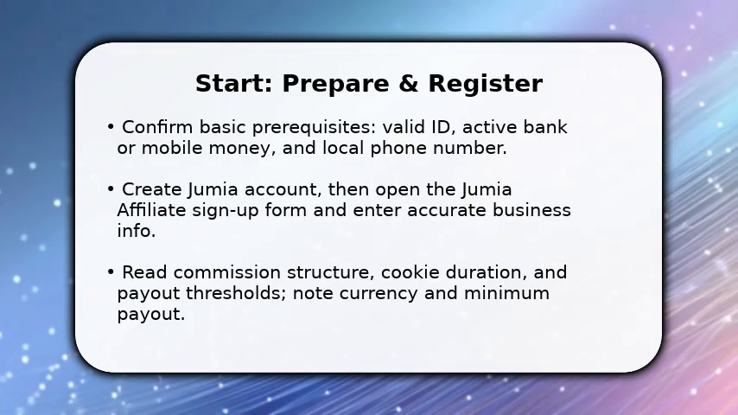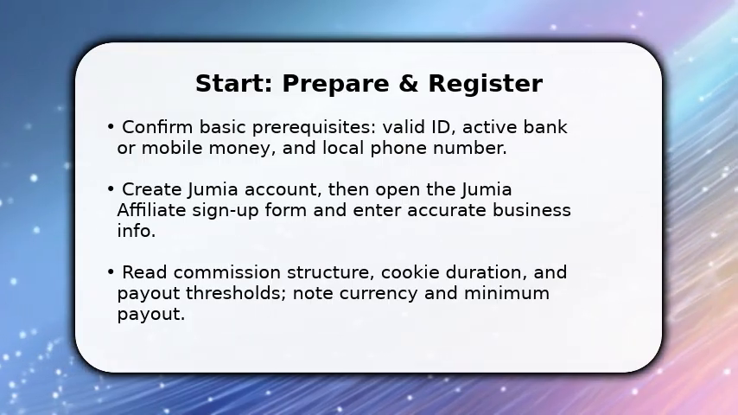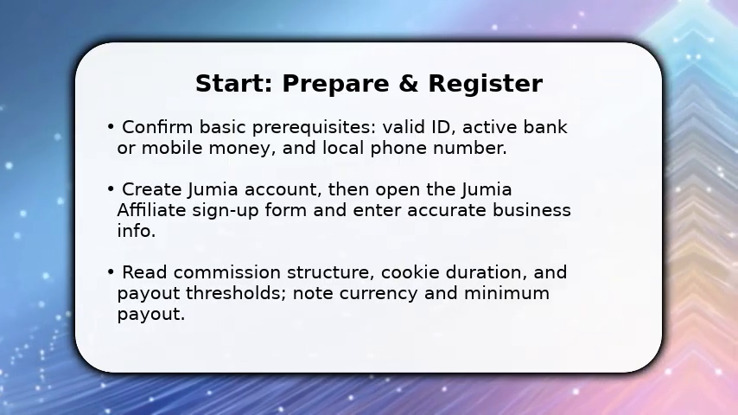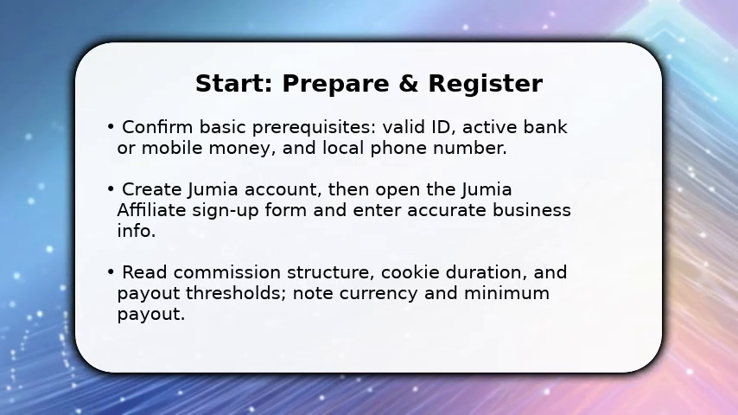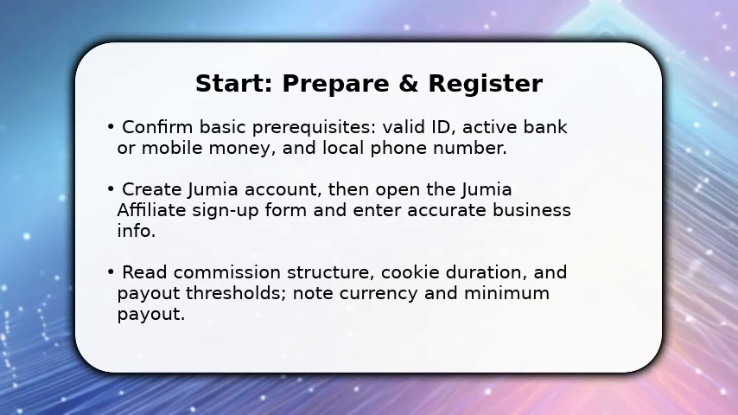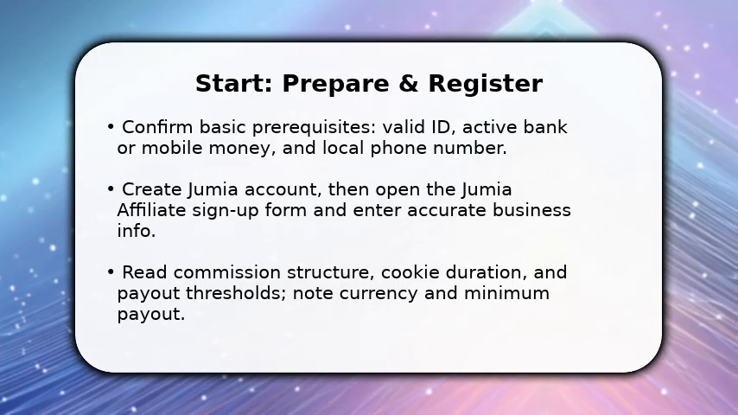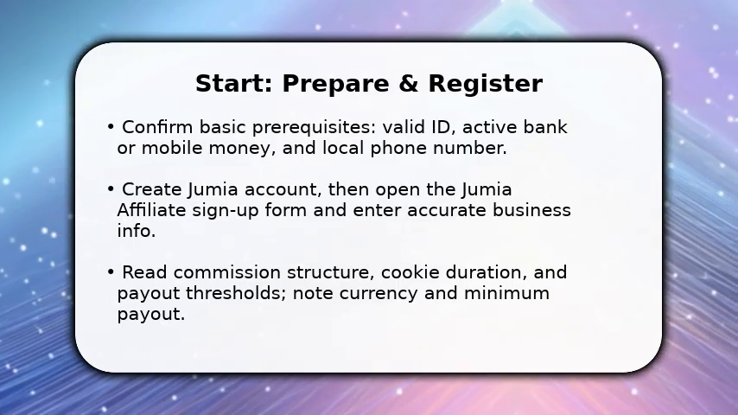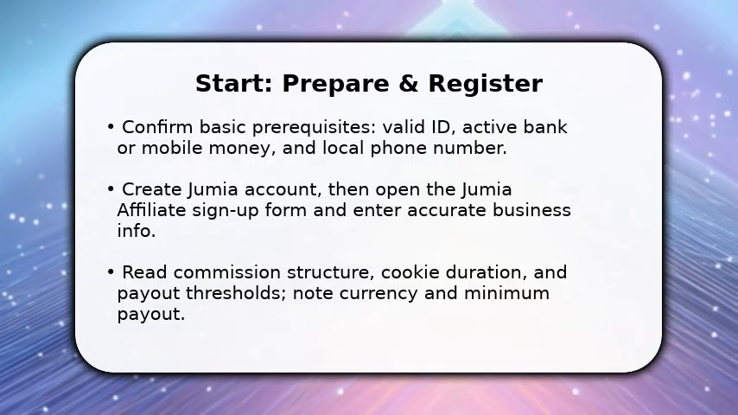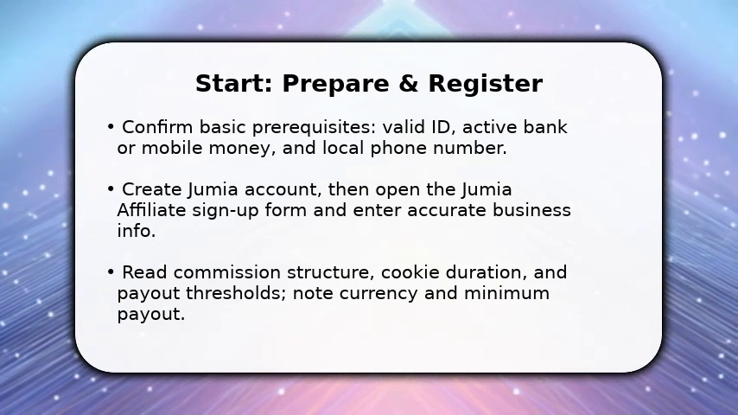You begin by preparing essentials: valid ID, bank or mobile money, and a working phone. Next, create your Jumia shopper account if you don't have one, then immediately access the Jumia affiliate registration and complete the form with accurate business details. Once done, review the commission rates, cookie duration, and minimum payout so you know what drives earnings and when you will receive funds. Make sure to save credentials and enable two-factor auth to protect your affiliate dashboard and links.